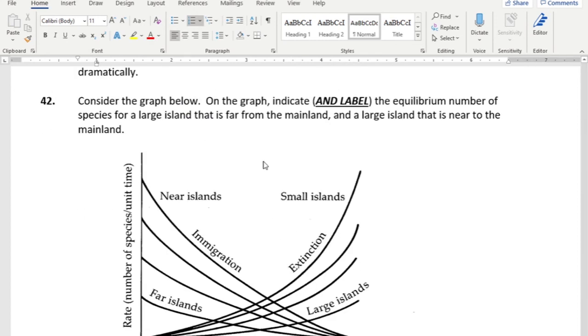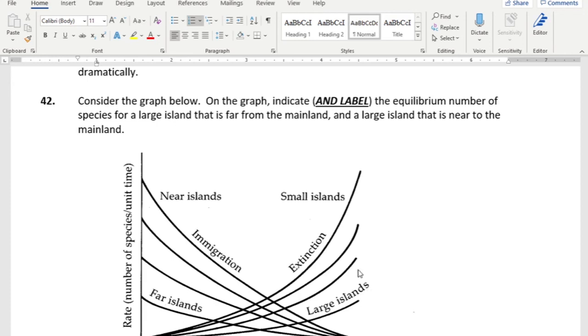All right, question 42. Consider the graph below. On the graph, indicate and label the equilibrium number of species for a large island that is far from the mainland and a large island that is near to the mainland. Okay, so these are near islands, and these are far islands. So far, near, small, large. So number of species, and this is the rate, either number of species per unit time. So here we have immigration over here, and we have extinction over here.